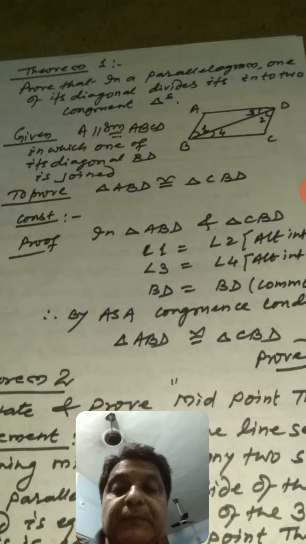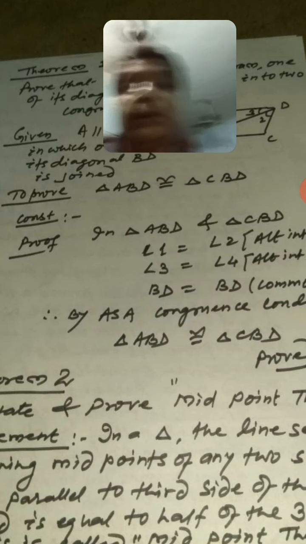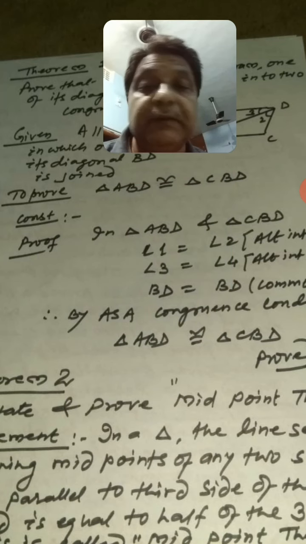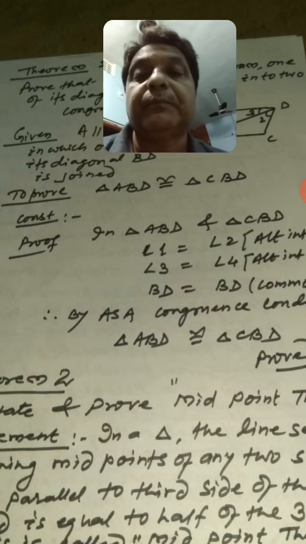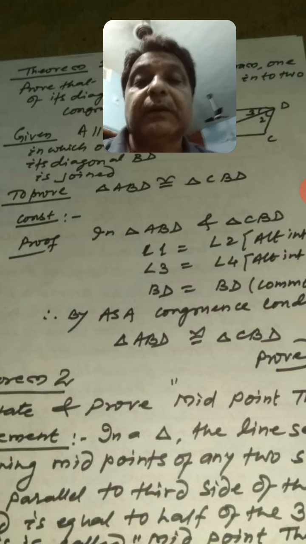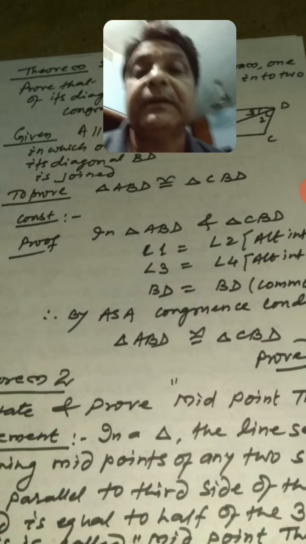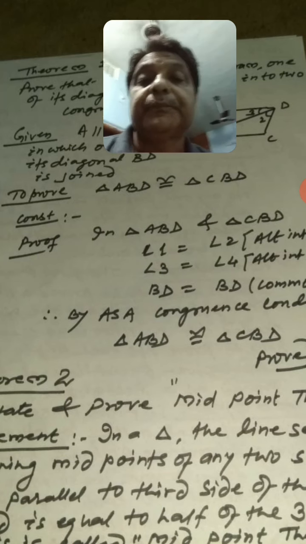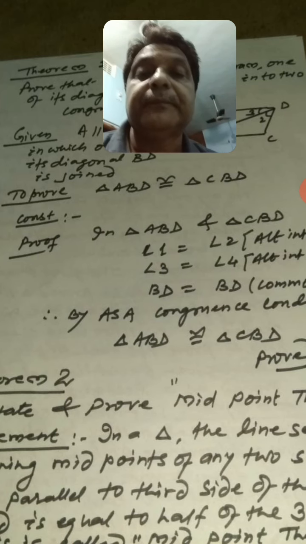Now we take the second theorem, which is very popular and is frequently asked in the exam in this way: state and prove the midpoint theorem. When it is asked in this way, that state and prove, it means you have to write the statement yourself and then that statement should be proved.